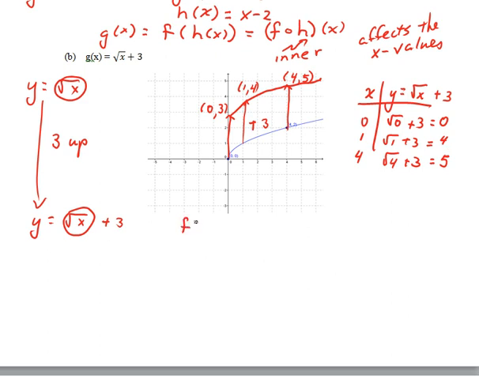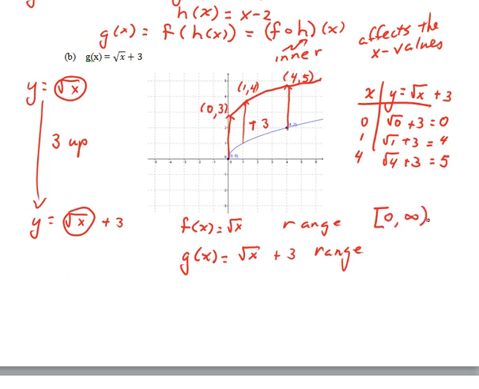This time, notice that f of x equals the square root of x, and g of x equals the square root of x plus 3 have the same domain, but their ranges are going to be different. The range of f of x is the half-closed interval from 0 to infinity, whereas the range of g is the half-closed interval from 3 to infinity.